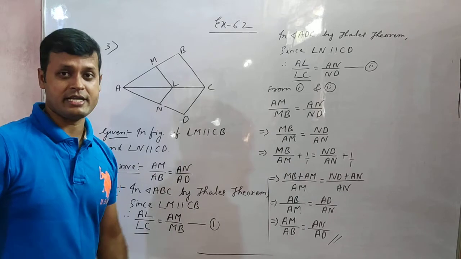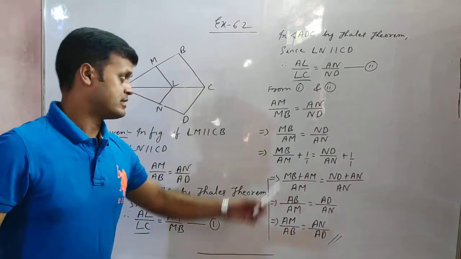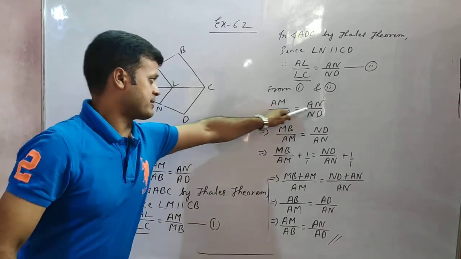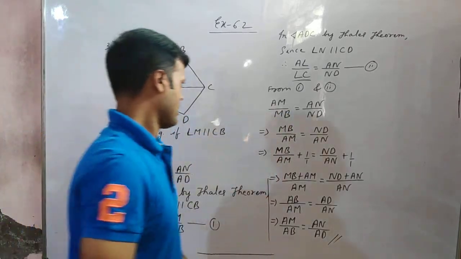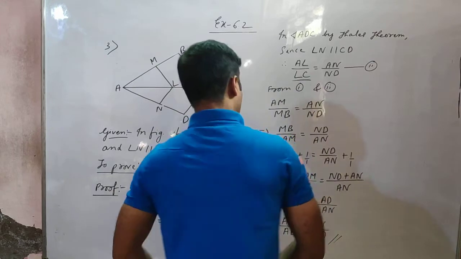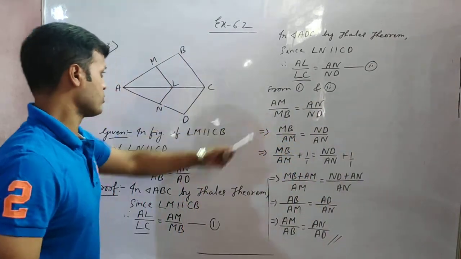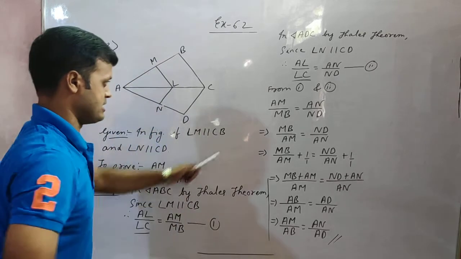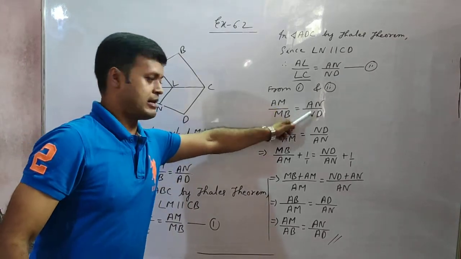Now you reverse both sides. You reverse the terms on both sides. This fraction also you reverse, this fraction also you reverse. Why am I reversing now? So now what did we get from 1 and 2? From 1 and 2 we got AM by MB is equal to AN by ND, isn't it?